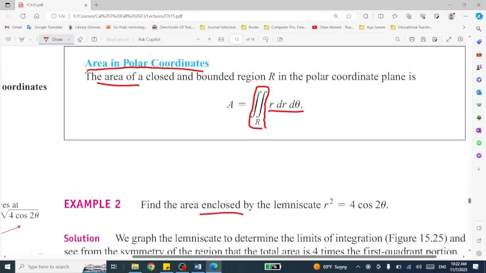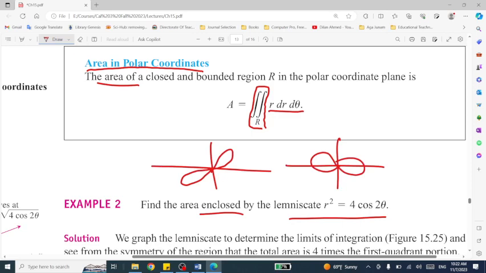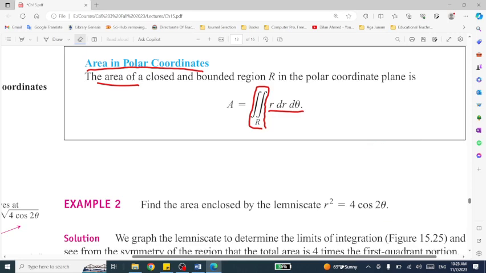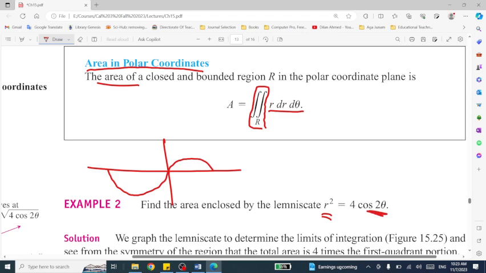Find the area enclosed by the limit. You remember, as a revision, the graph symmetry about what and what. When I get two, three, if you remember, pi over four. The r square is about the origin. The cosine is about the x axis, if you remember.